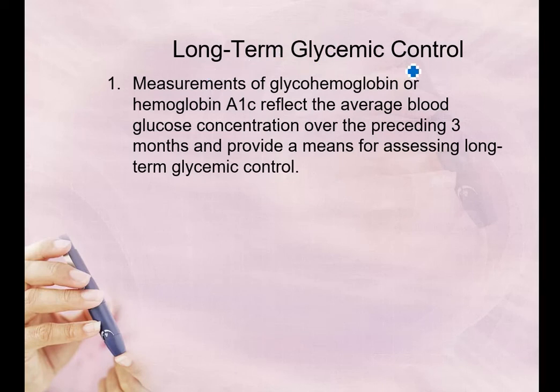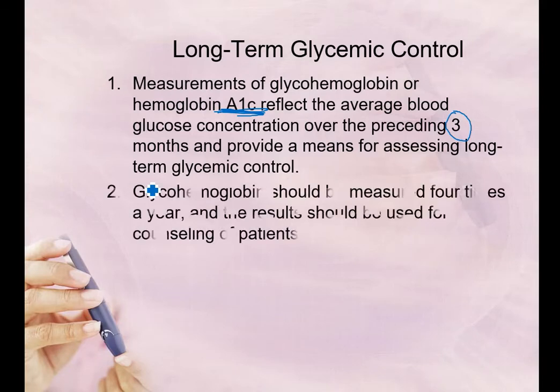Long-term glycemic control. Measurement of the glycohemoglobin or hemoglobin A1C reflects the average blood glucose concentration over the preceding 3 months and provides a means of assessing the long-term glycemic control. So testing the patient with hemoglobin A1C reflects the glucose control over the previous 3 months. Glycohemoglobin should be measured 4 times a year, and the result should be used for counseling of the patient.